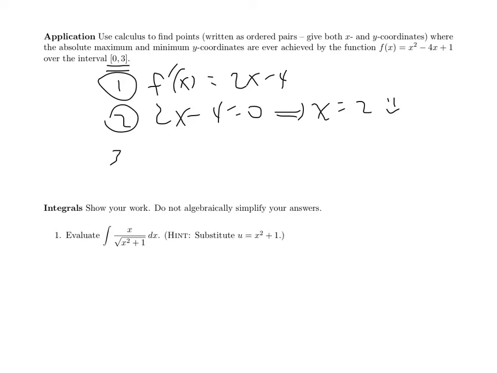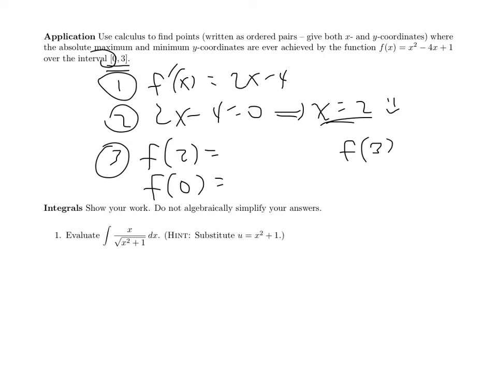And then step 3, just check the y-coordinates. So the y-coordinates are going to come from f of 2. That's my critical value. I also need to check f of 0, since that's one of my endpoints, and f of 3, since that's my other endpoint. So I'm finding my critical points that are on my interval, throwing that in with my 2 endpoints, and calculating all the y-coordinates, and the biggest one is my max, the smallest one is my min.